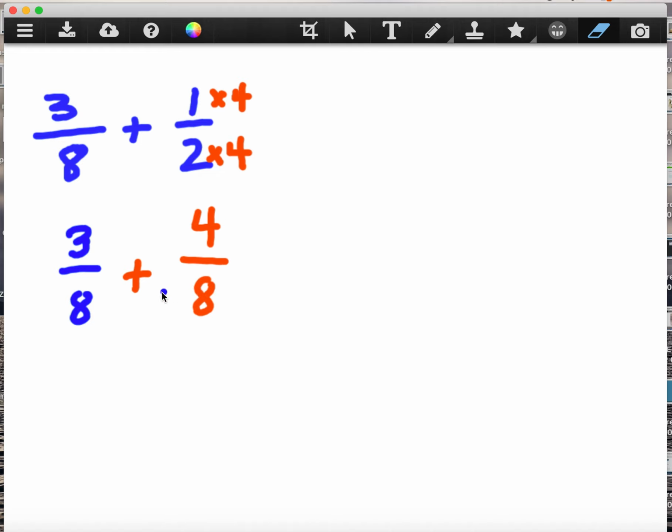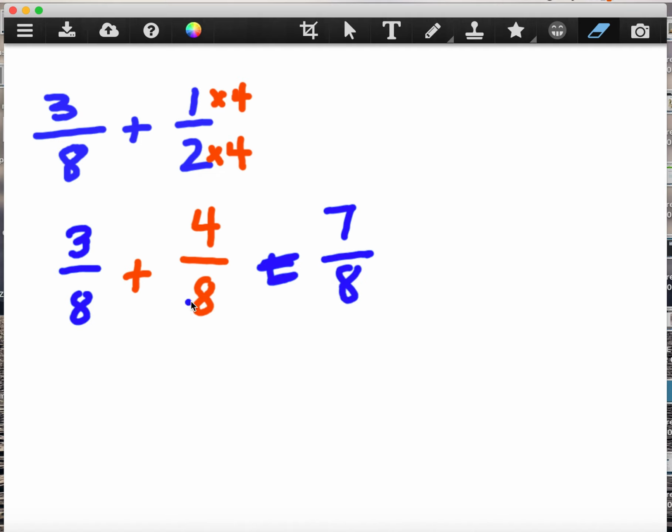Now, when I have this, this tells me how it's cut up. It's cut up into 8 sections. I have 3 out of the 8 sections, and I have 4 out of the 8 sections. So that means I have, equals, a total of 4 plus 3. I have 7 of the 8 sections.